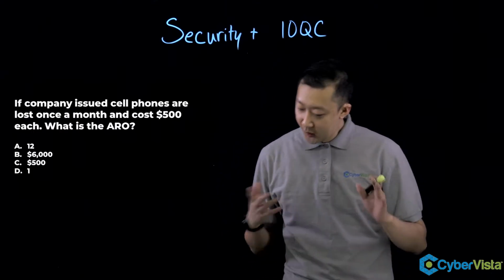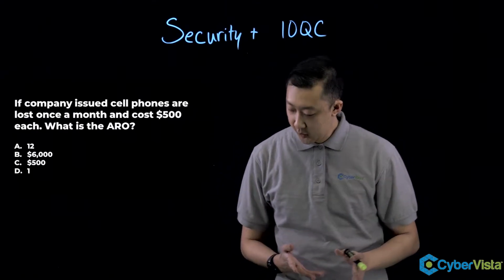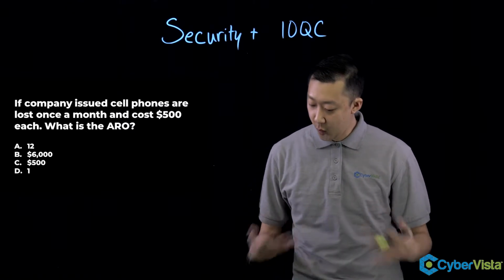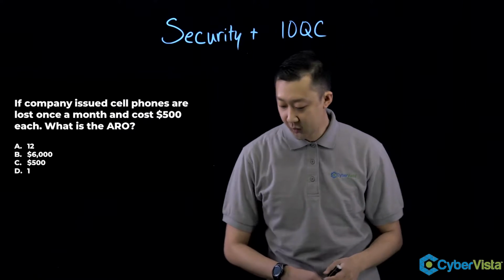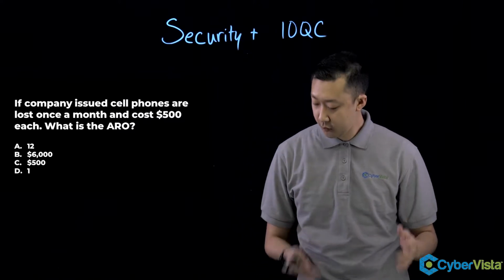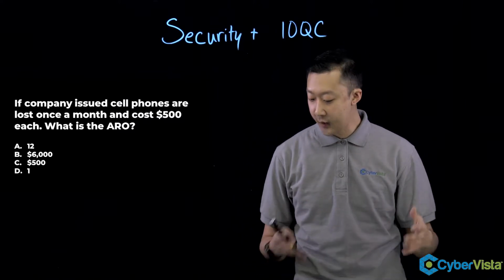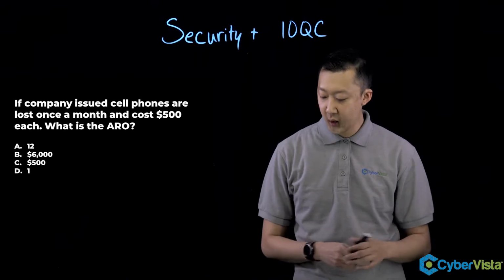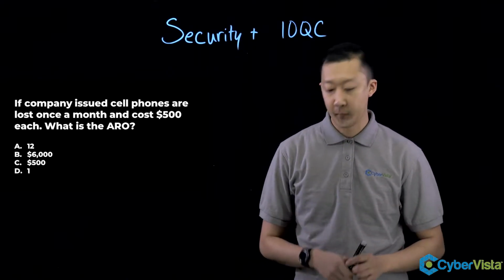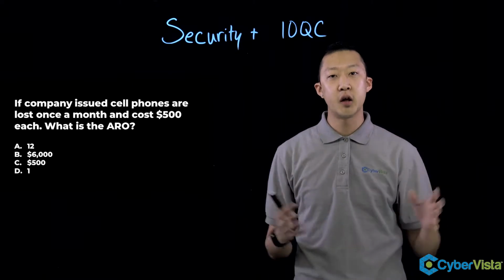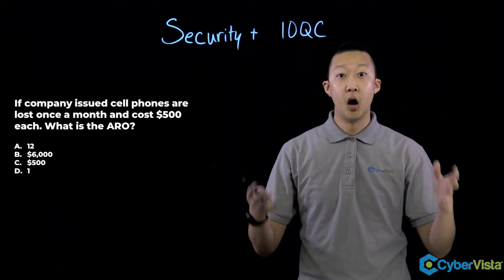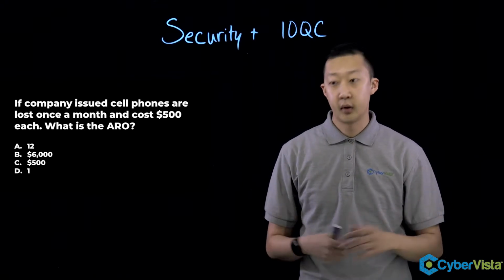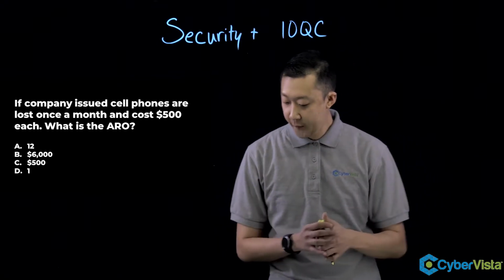All right. If company issued cell phones are lost once a month and cost $500 each, what is the ARO? So we have the answer choices: A, which is 12, B, $6,000, C, $500, and D, 1. Okay? So in this question, we're really talking about how to calculate loss in quantitative measures, right?